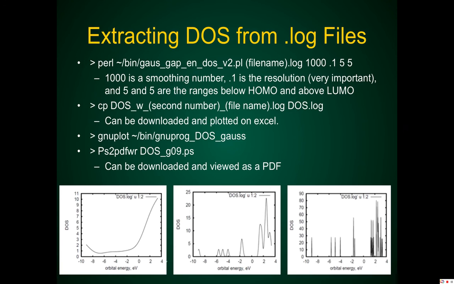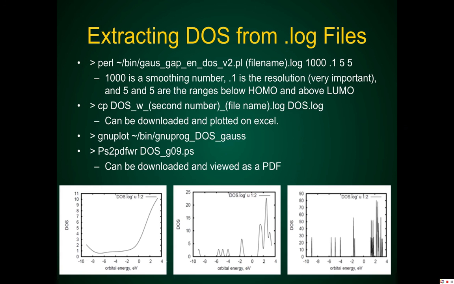It's a number of commands to use in the command line. The first one is this Perl command, and then it has a variety of numbers. It's a rather long command, but first I want to point out that the number 1000 you see is a smoothing number, so it affects what the output plot looks like. The 0.1 value is the resolution, which is very important for how well you're able to see the plot. And then the 5 and 5 are ranges for how far below and above the HOMO-LUMO values the axes will go.